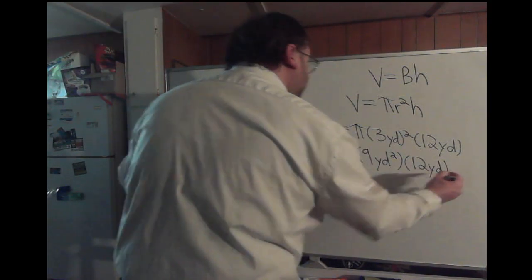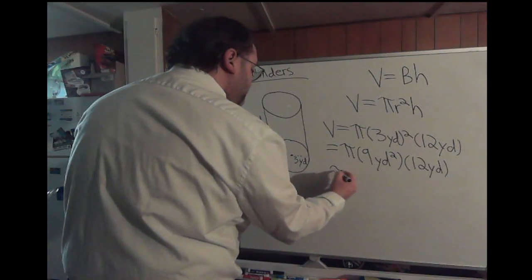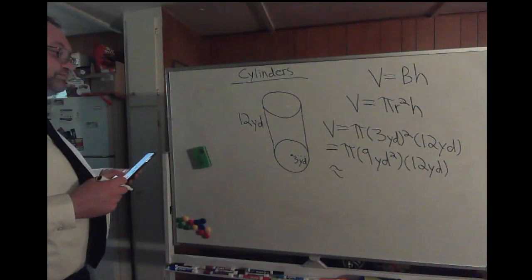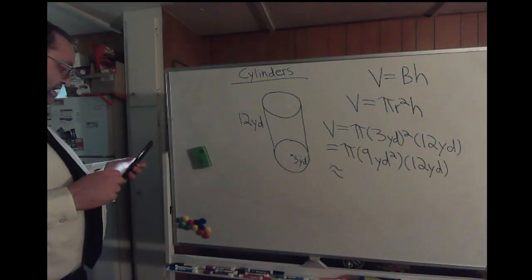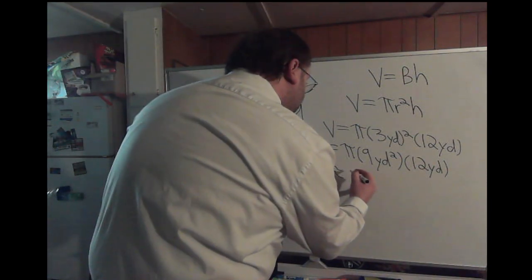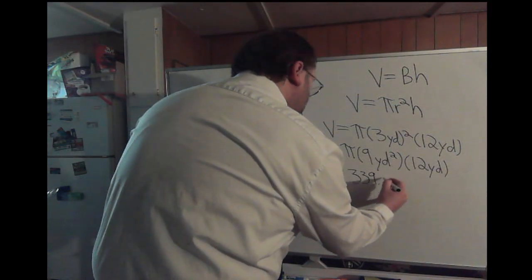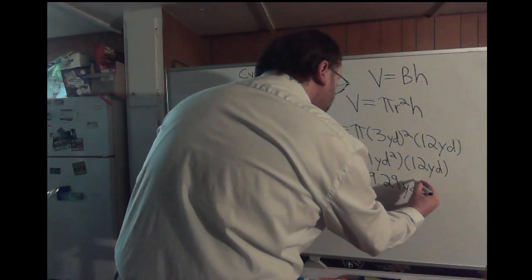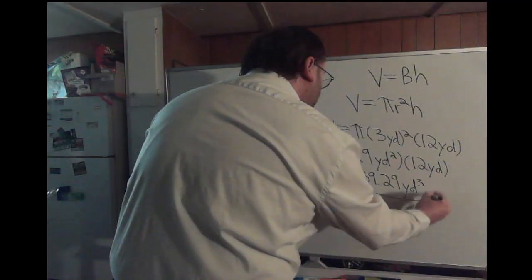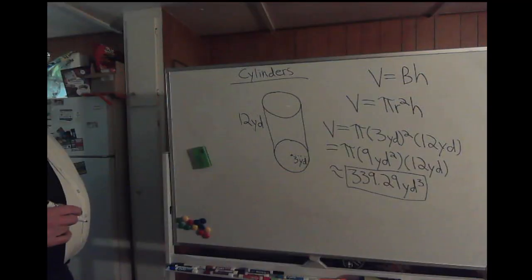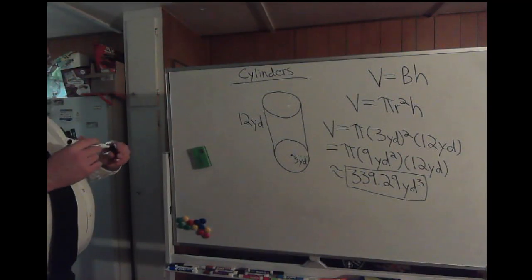All right, now we just have a really simple multiplication problem. We've got to take pi times 9 times 12. You're going to get 339.29. Now yards squared times yards, that's yards cubed, yards to the third power. So the volume of this cylinder is 339.29 cubic yards.